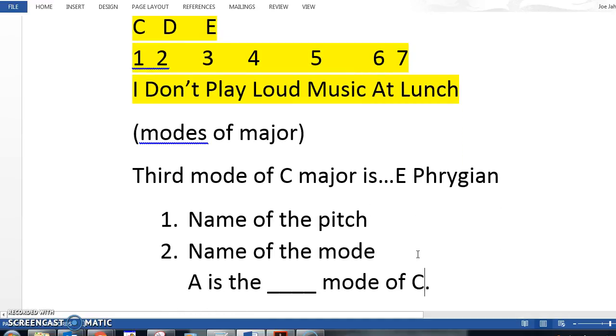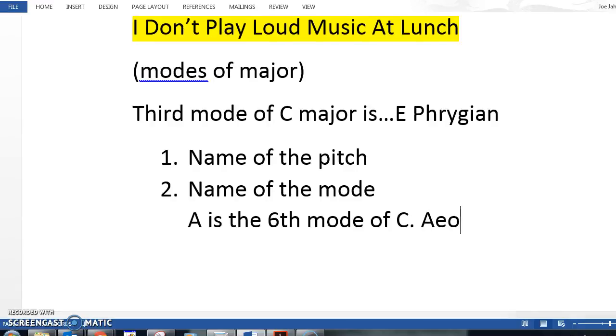Same thing if we do it in reverse. We could do A is the blank mode of C. So A is the, well, it happens to be also the A in this, which is a bad coincidence. C, D, E, F, G, A. So A would be the 6th mode of C, which also happens to be Aeolian. So this would be Aeolian, which is not a great example. Let's do this in another key.